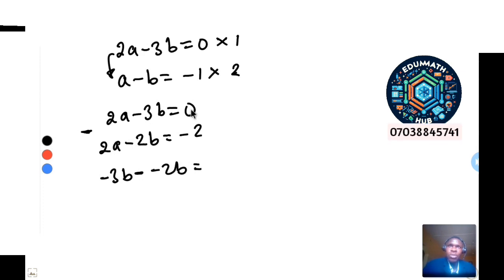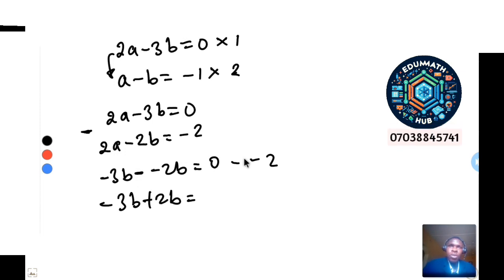It equals 0 minus minus 2. So this one will give minus 3b. This one is plus 2b. It equals 0, and this one becomes plus, because minus times minus is plus. So 0 plus 2 is 2. Minus 3b plus 2b will give you minus b is equal to 2.